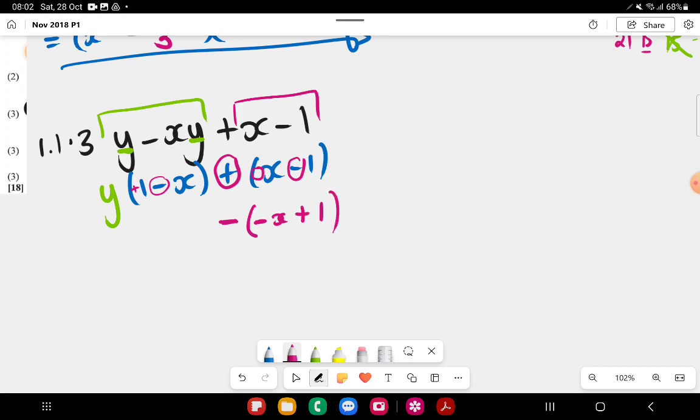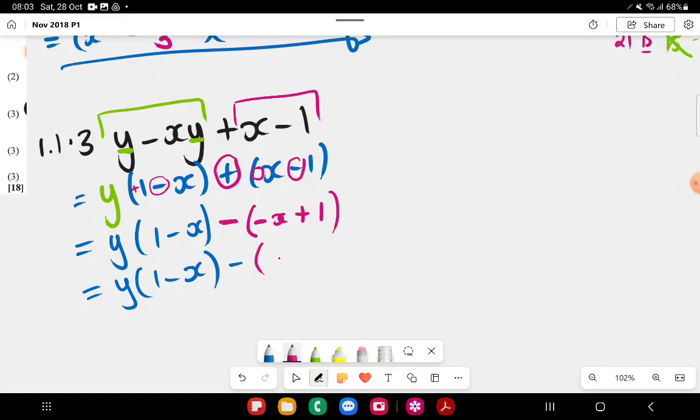When we use the change the sign rule, all three signs must change. So I'm going to say that this is equal to y, 1 minus x, minus x plus 1. Once I've done that, I am just going to switch it up. So I'm going to say y, 1 minus x. And in the second one, I keep the minus outside. And I write the second one as 1 minus x.